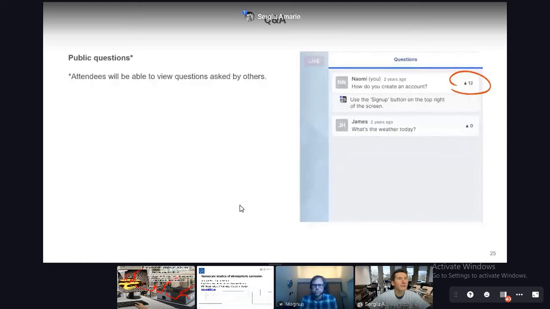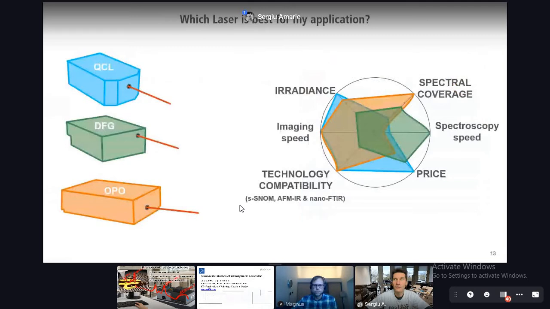The next one relates to what's the price of the OPO laser and what is the irradiance compared to the QCL and the DFG laser. And to answer that question, let me go back to the slide I had before over here.